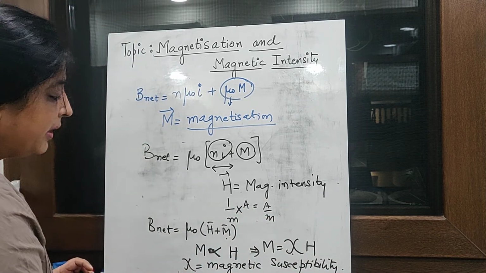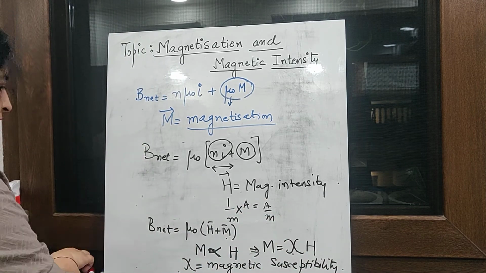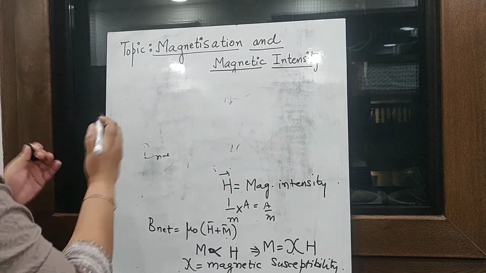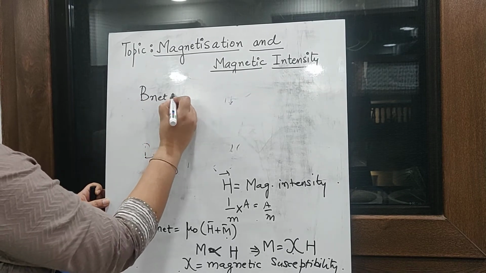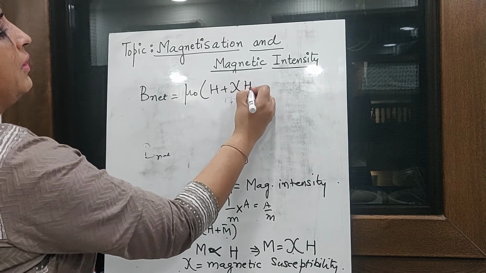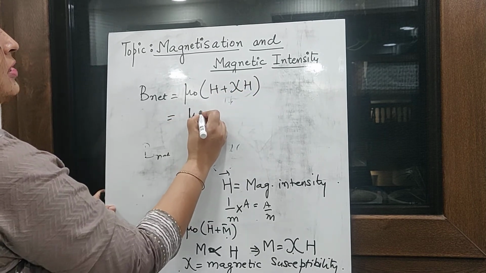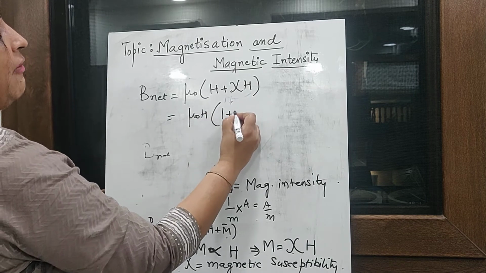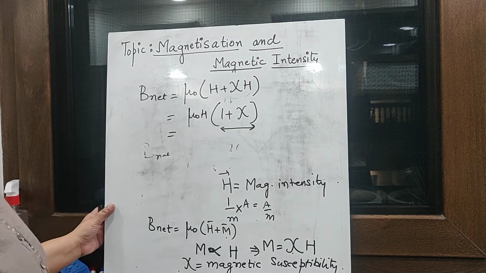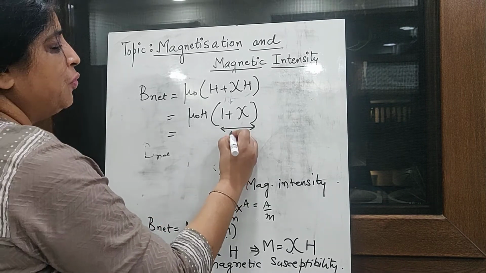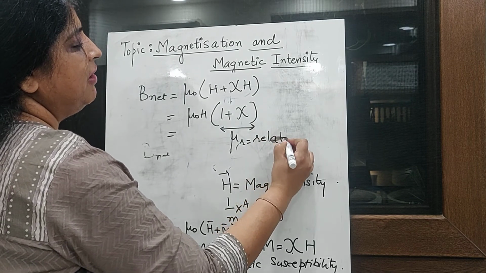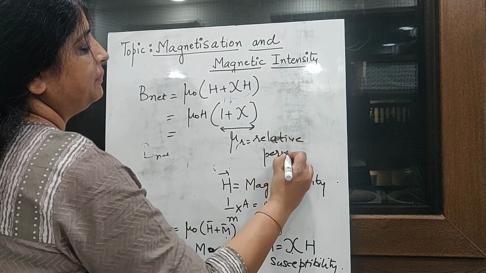So this is how you have changed your expression, and now what we have is B net equal to mu naught H plus chi H, which can be written by taking mu naught H common. So we have 1 plus chi inside, and 1 plus chi is given another name, mu R. It is known as relative permeability.